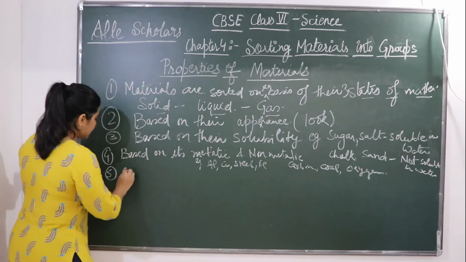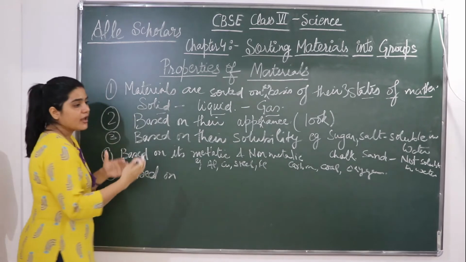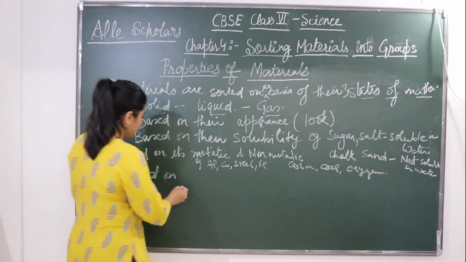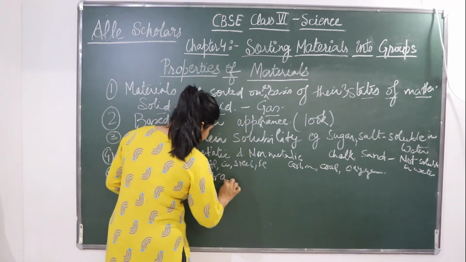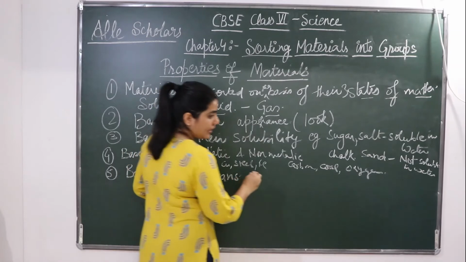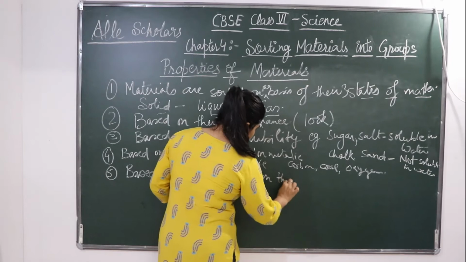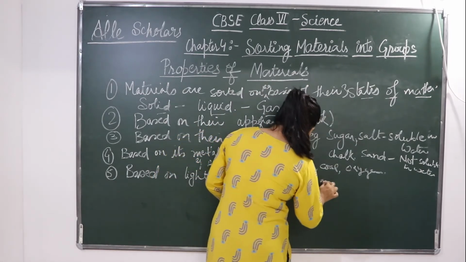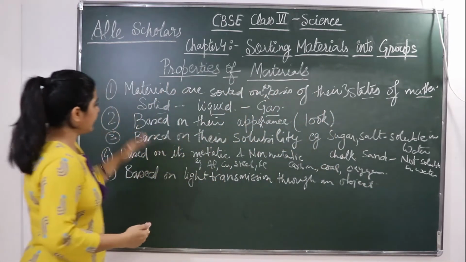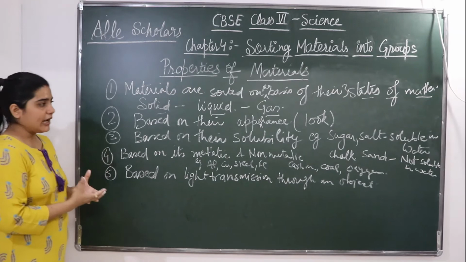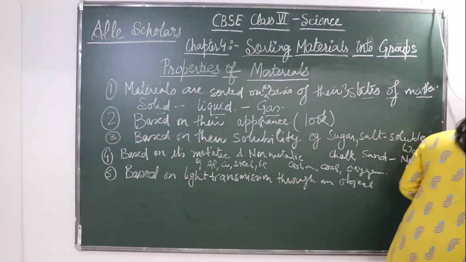Okay, so the fifth category of sorting of material is based on the light transmission through an object. Okay, so on each category that I have told you, sorting can be done, there is a further division. We shall be looking at that in detail.